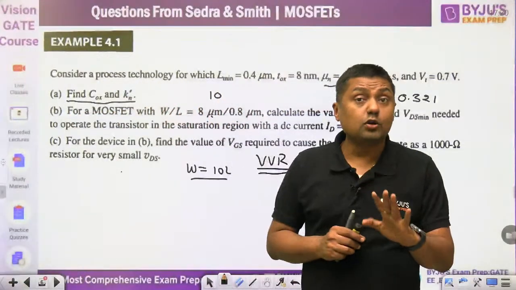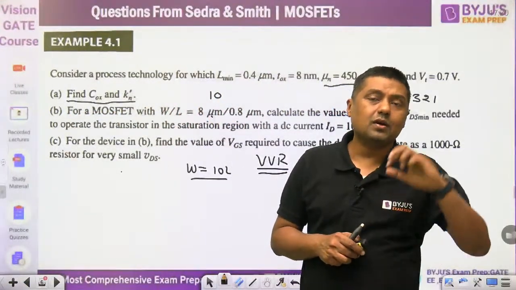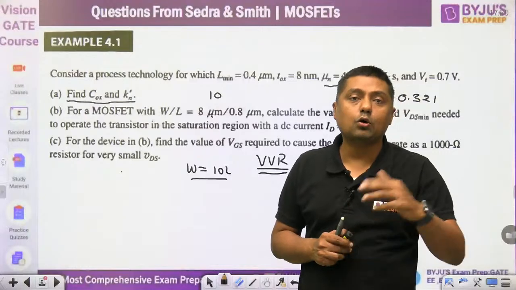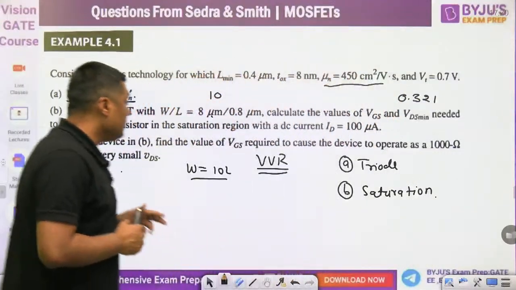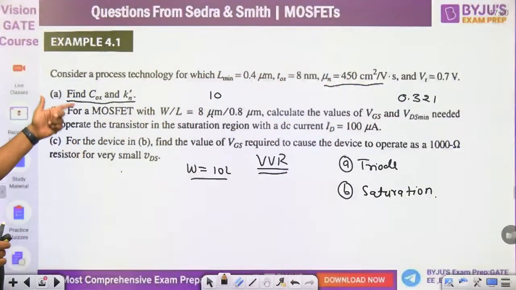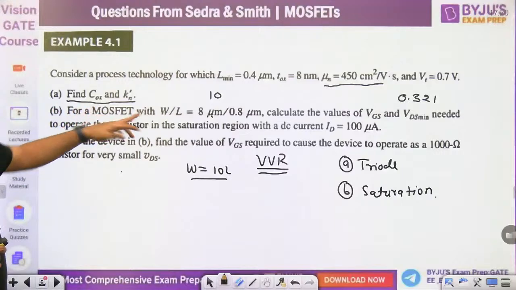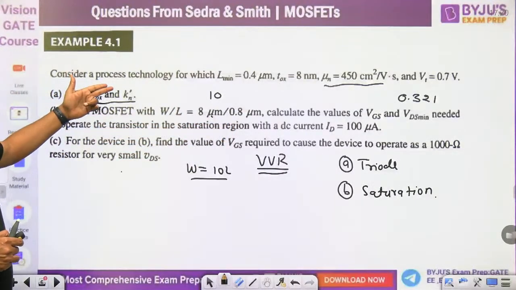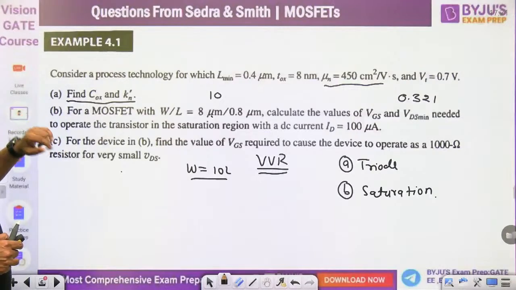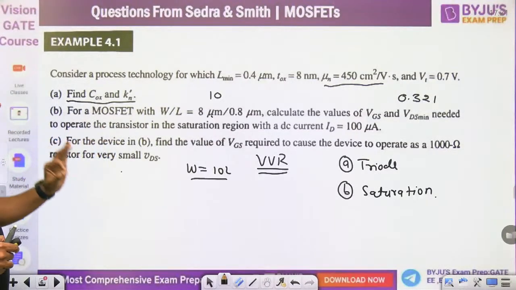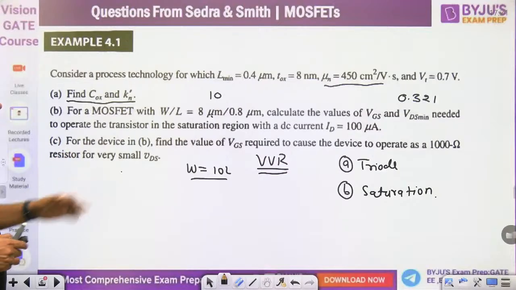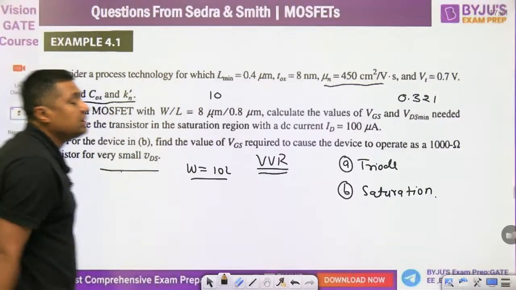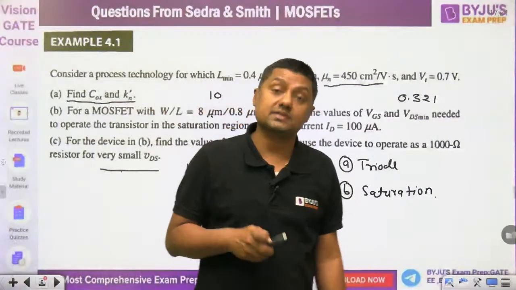Third question, how we can solve. So already we have solved question on what saturation and how to find the COX, how to find the K_n'. Then finally, for the device in part B, means W by L ratio remain 8 by 0.8, K_n' is from the first part 194 microampere per volt square. Find the value of VGS required to cause the device to operate as 1000 ohm resistor for very small value of VDS. What is written? Very small value of VDS.